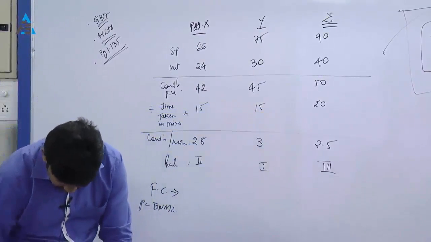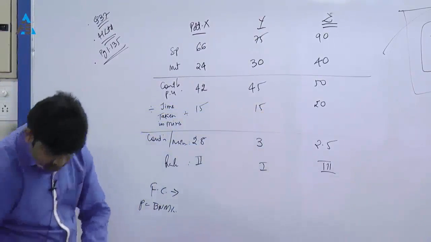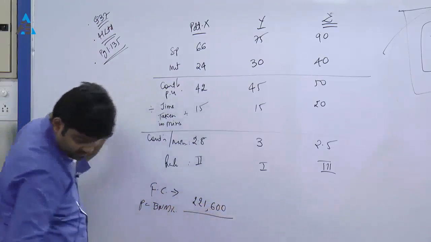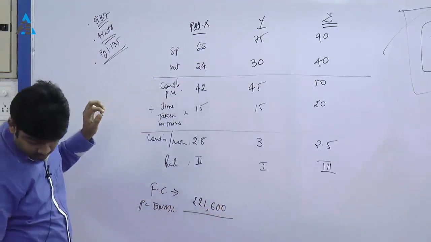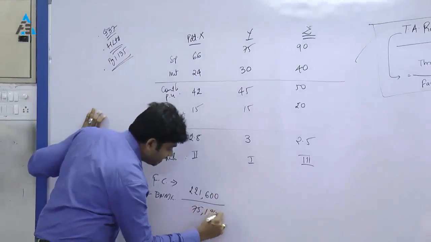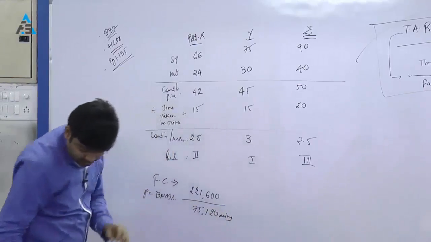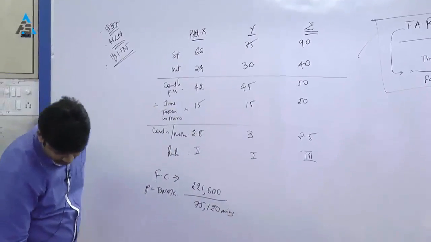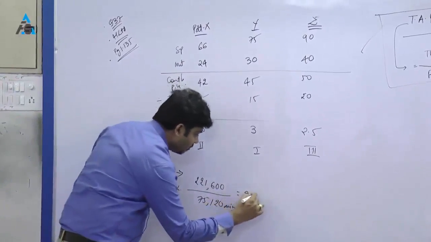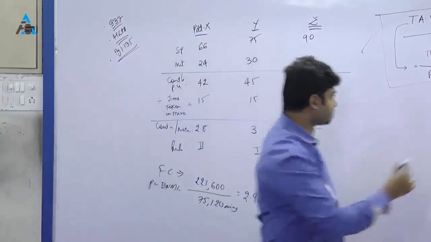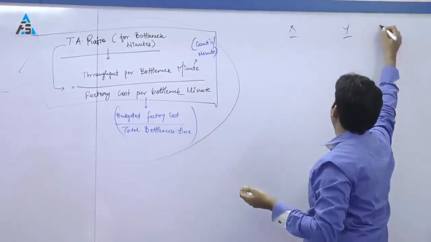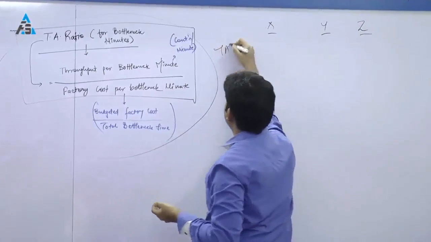So what is the budgeted factory cost which is there? It is 2,21,600. So 2,21,600 divided by what is the total bottleneck resource time available? It is 75,120 minutes, which is there. So in all, that is going to give you 2.95. So 2.95.